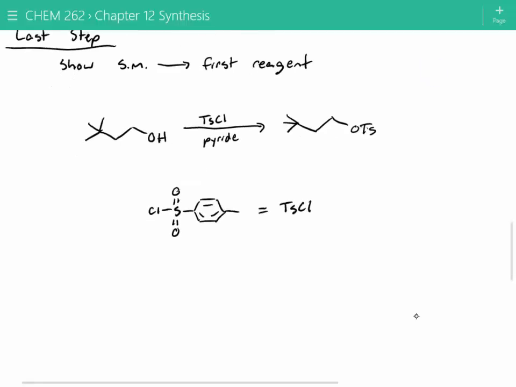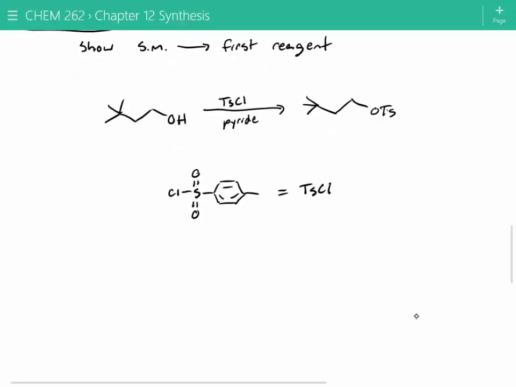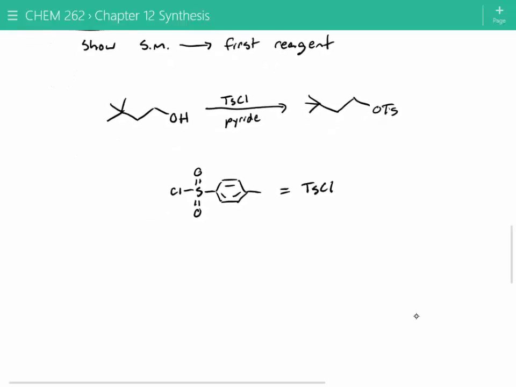So really what we're doing is a substitution where that chlorine's being popped off and we're turning our alcohol into an excellent leaving group. And then pyridine looks like benzene, but with one of those carbons replaced with a nitrogen. So I spelled it wrong, pyridine.